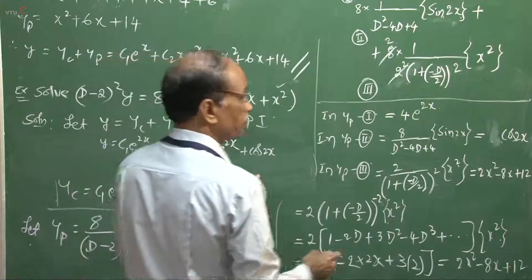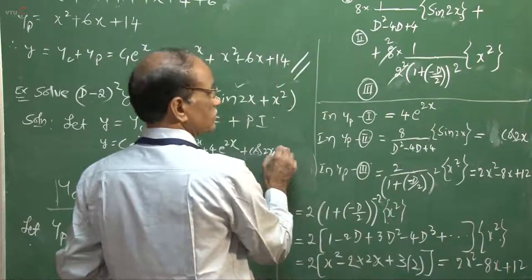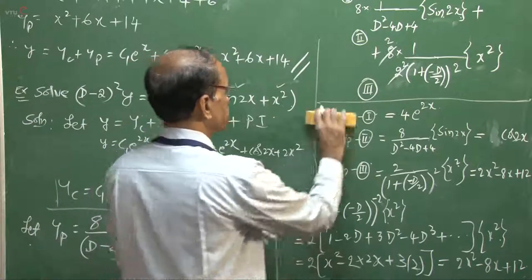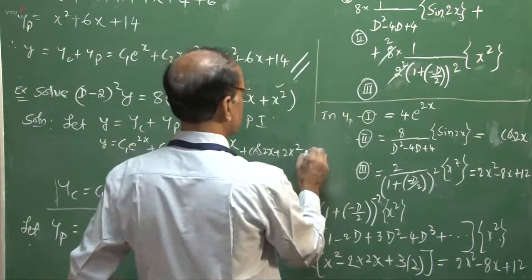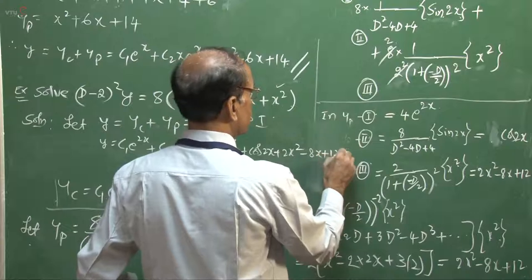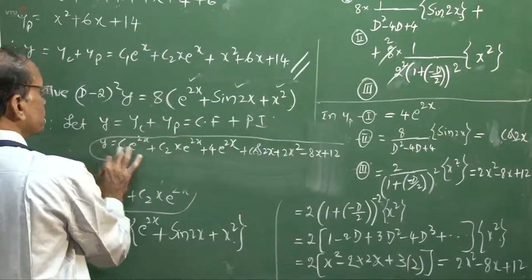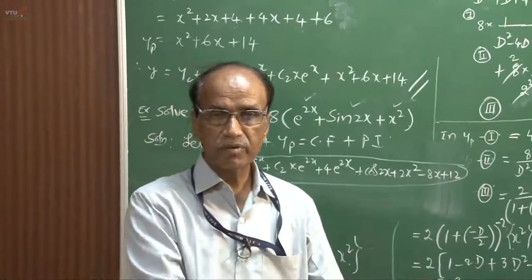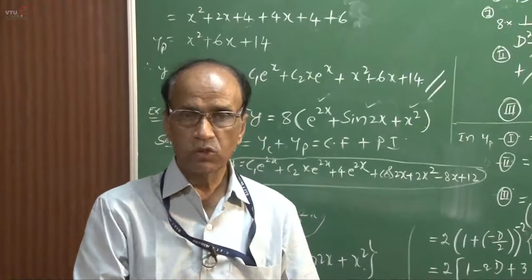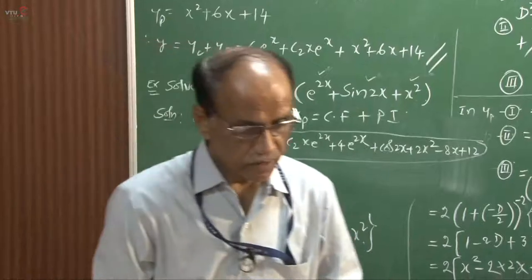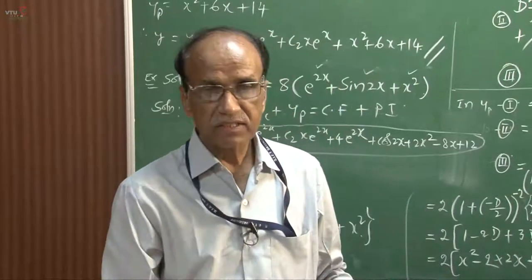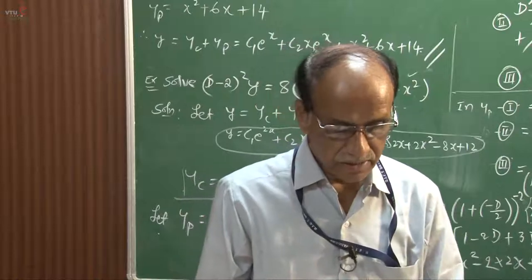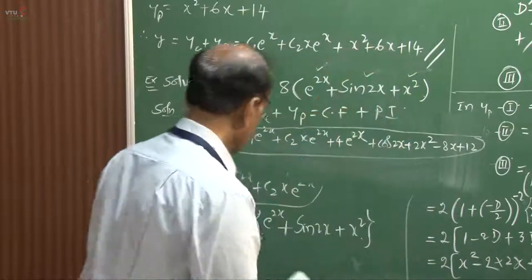And what is the third term? Third term is this much: 2x square minus 8x plus 12. So this is the complete solution for the given problem when all the three rules are implemented: rule 1, rule 2, and then rule 3. Then I shall move on to the last example in this case. Then I will be explaining another method. Last example is like this.